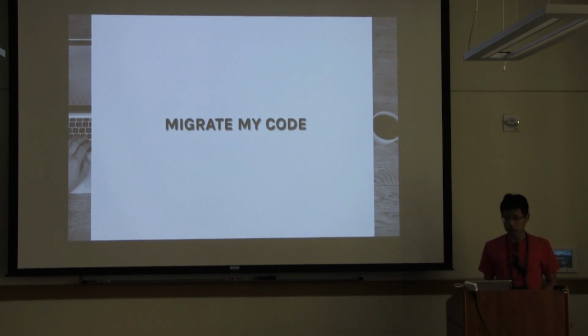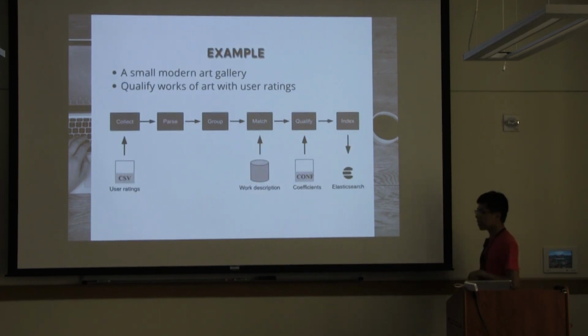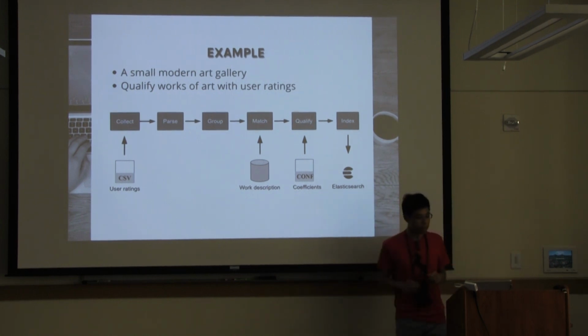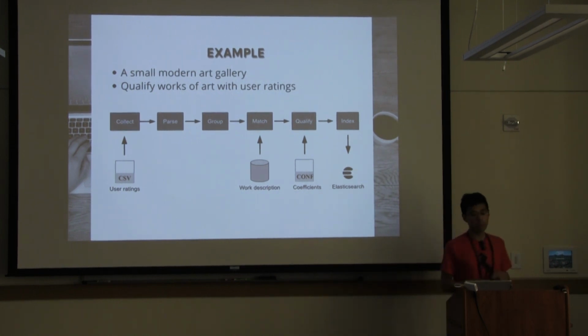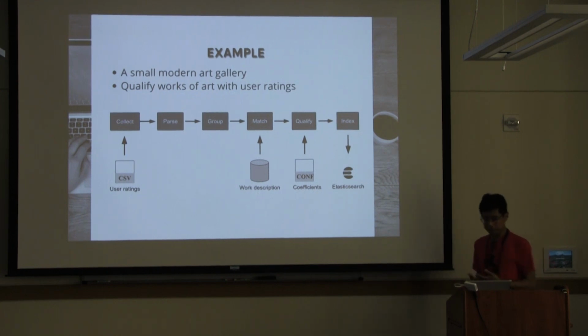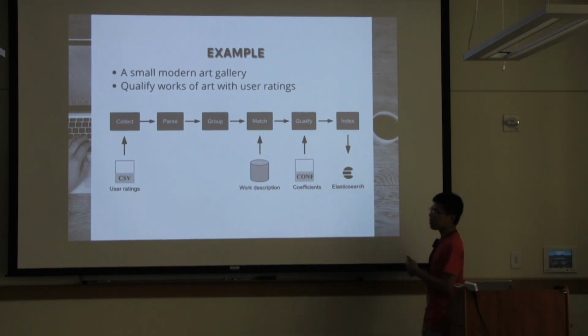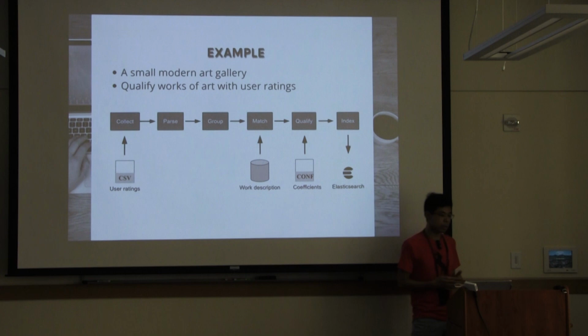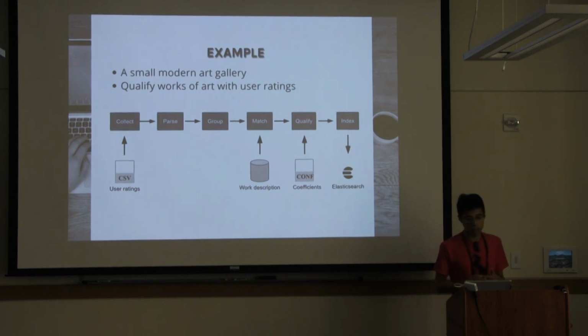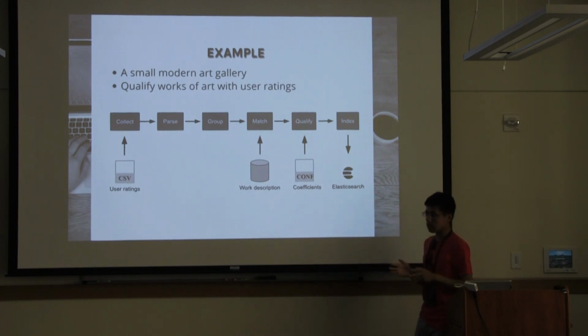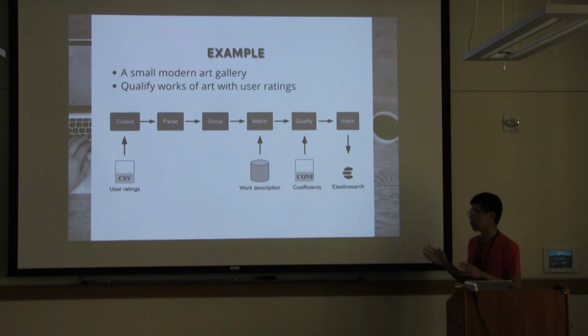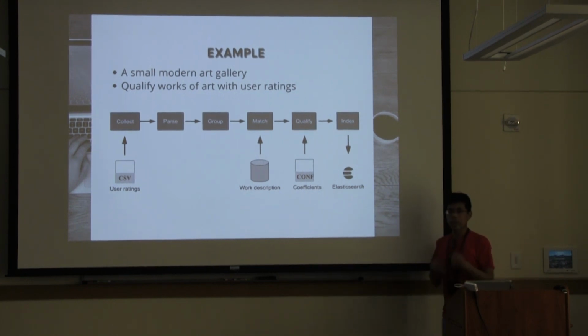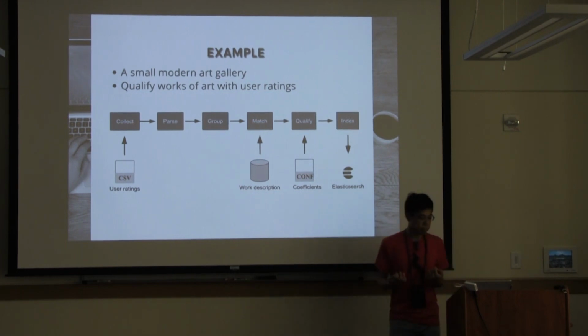And to show you this method, we're gonna take a very simple example. Let's imagine that we work for a small modern art gallery. Now, this small modern art gallery has a process called work of art qualification. Basically, it means that it's going to produce an objective rating based on expert ratings and user ratings, based on some coefficients. You don't need to understand this, it's just an example of legacy code that we want to migrate.